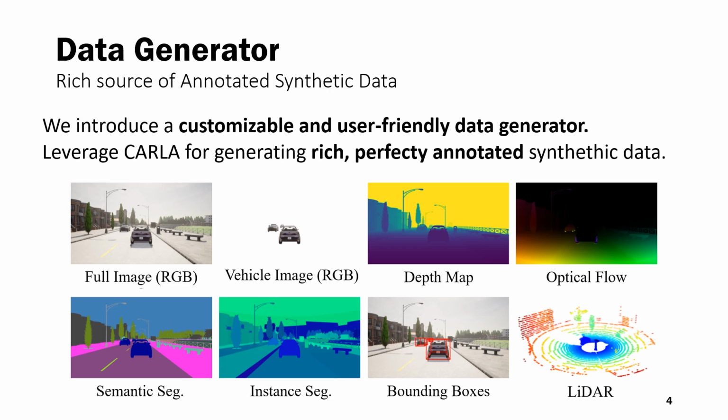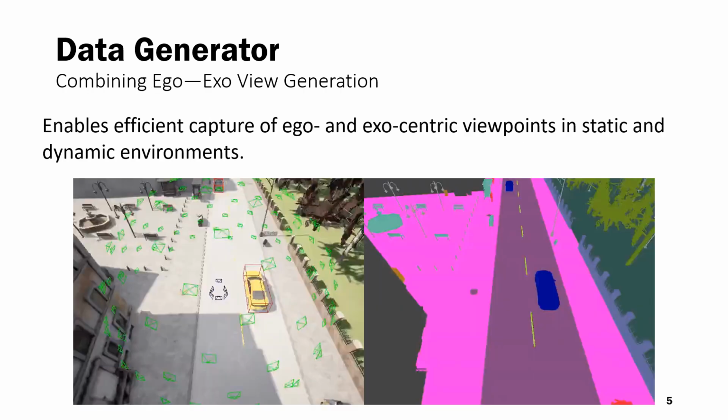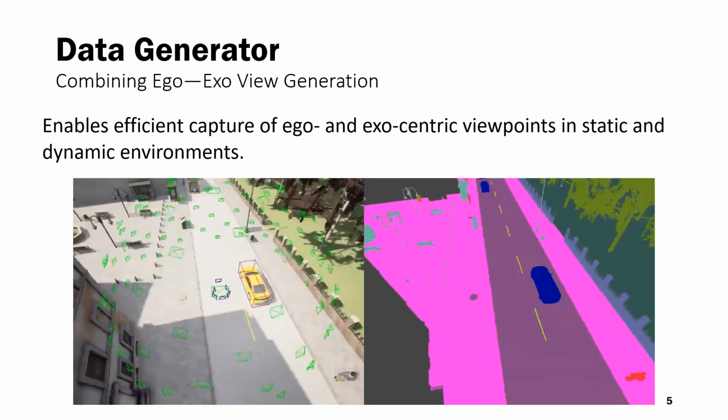We introduce a customizable and user-friendly data generator. Our data generator leverages Scala, an open-source, high-fidelity simulation environment, for generating rich, annotated, synthetic, ego and exocentric view data. The data generator allows to flexibly adjust the number of views, the number of vehicles in the surrounding, the camera placement both on the vehicle and in the surrounding of the vehicle. This way, it enables efficient capture of ego and exocentric viewpoints in static and dynamic environments.